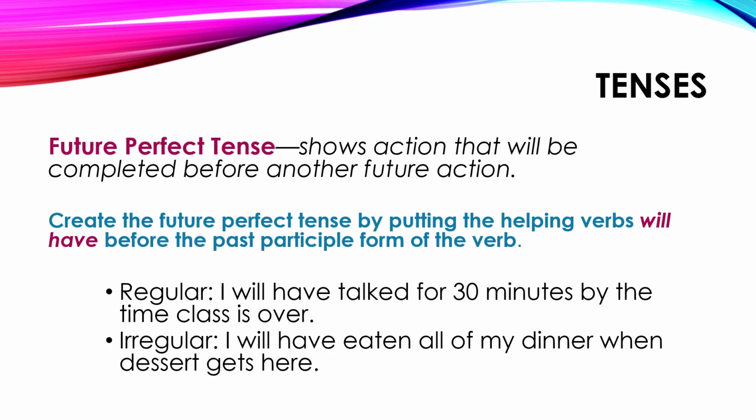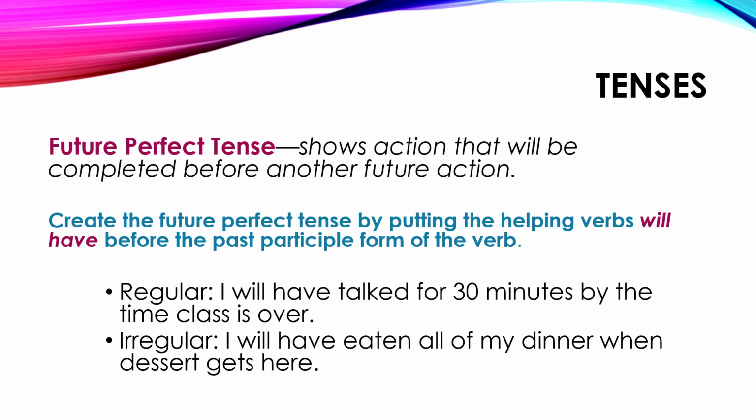The future perfect tense shows action that will be completed before another future action. Create the future perfect tense by putting the helping verbs will have before the past participle form of the verb. So for a regular verb, I will have talked for 30 minutes by the time class is over. So by the time class is over is in the future, but the talking will have gone on before that.